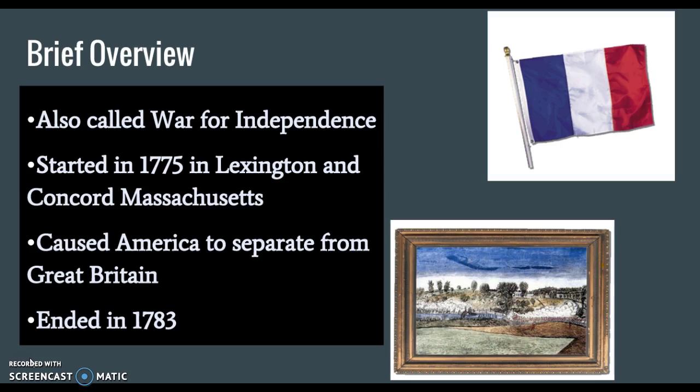The American Revolution, also called the War of Independence, started in 1775. The first shots were fired in Massachusetts at Concord and Lexington. This war caused America to separate from Great Britain and thus helped create a new nation. The war was fought for 8 years and ended in 1783.